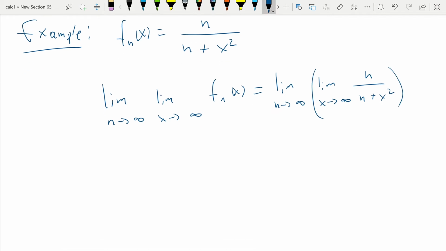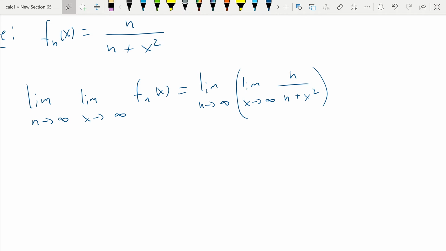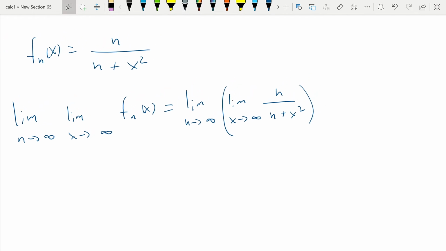Here, this is the key thing. For this expression, when we're taking the limit when x goes to infinity, n is fixed. It doesn't matter how big it is, but n is fixed. And this actually goes to 0. Because n is fixed, if you take something over x squared plus something that is fixed, then of course it's going to become smaller and smaller, so this limit is 0.